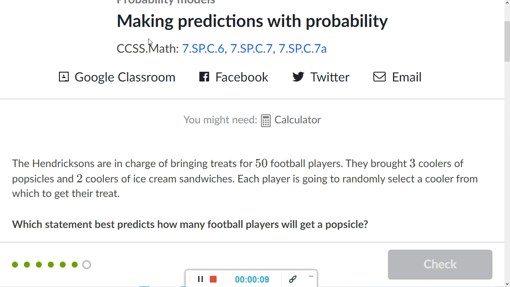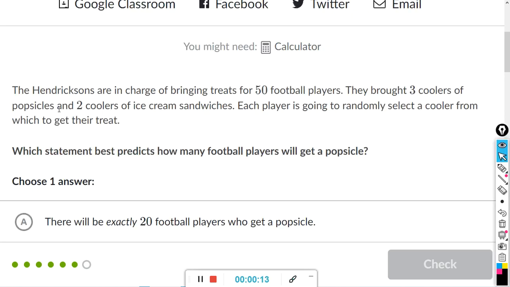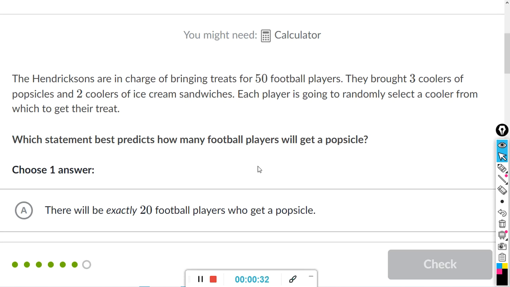This will be for the assignment, making predictions with probability. Okay, so the Hendricksons are in charge of bringing treats for 50 football players. They brought 3 coolers of popsicles and 2 coolers of ice cream sandwiches. Each player is going to randomly select a cooler from which to get their treat. Which statement best predicts how many football players will get a popsicle?